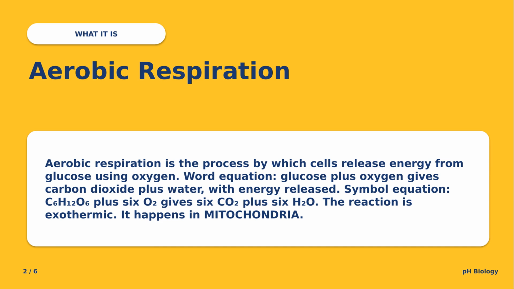Aerobic respiration is the process by which cells release energy from glucose using oxygen. Word equation: glucose plus oxygen gives carbon dioxide plus water with energy released. Symbol equation: C6H12O6 plus 6O2 gives 6CO2 plus 6H2O. The reaction is exothermic. It happens in mitochondria.